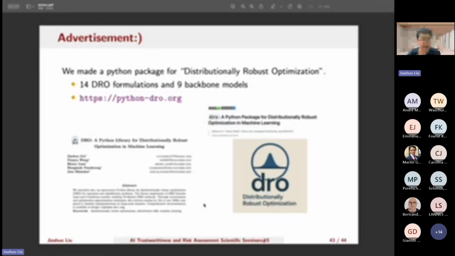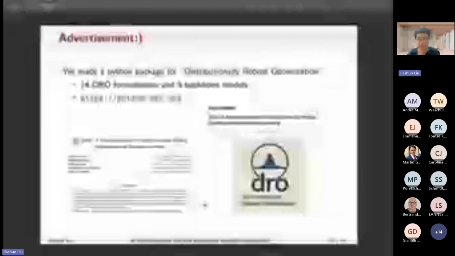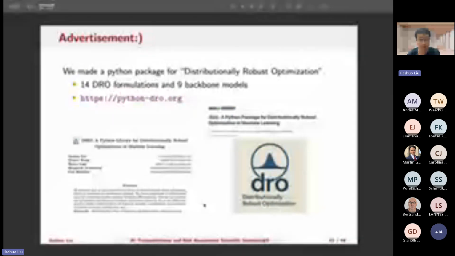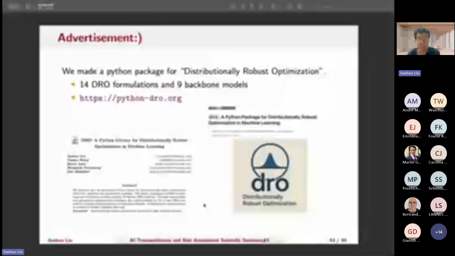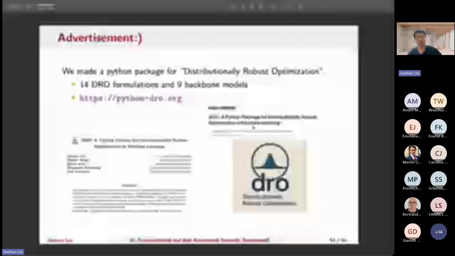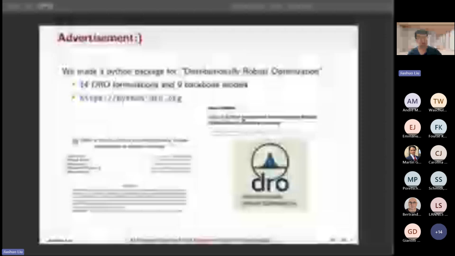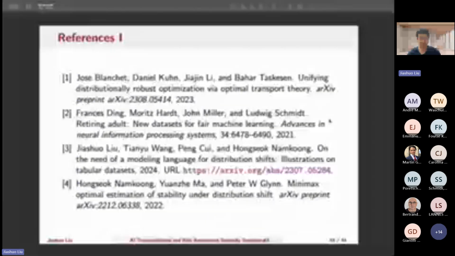And finally, I'd like to make an advertisement. Recently, we have made a Python package for distributionally robust optimization, which is a typical branch of methods in robust optimization and also in the operations research community. It contains 14 DRO formulations and 9 backbone models, from linear models to tree models to neural networks. Here's the link for our documentation, and the package has been released on GitHub, and our paper will be released soon. And here are the references.